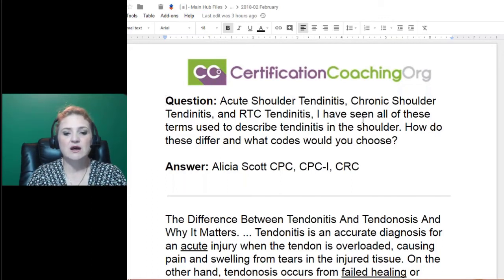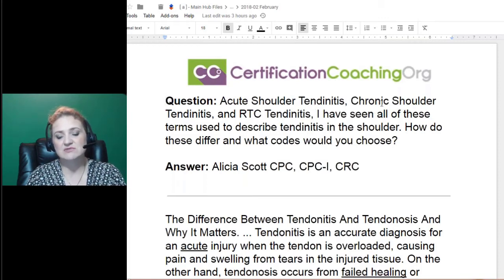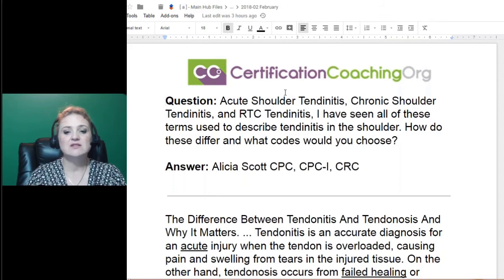Okay. And since we don't practice medicine, we can't say whether this tendinitis is normally something that resolves itself in a week or not. And if this person has it for 2 weeks, does that constitute it being chronic or not? The provider gets to tell you that. But a rotator cuff tendonitis is specific. It's a specific injury to the rotator cuff itself.